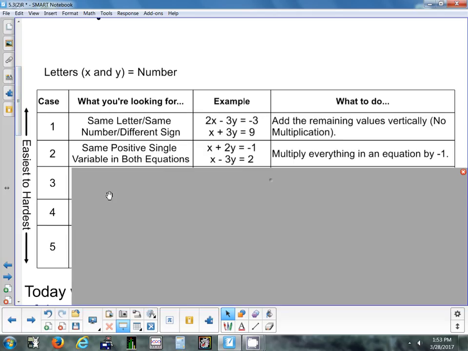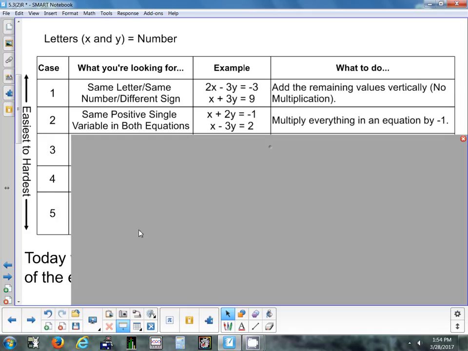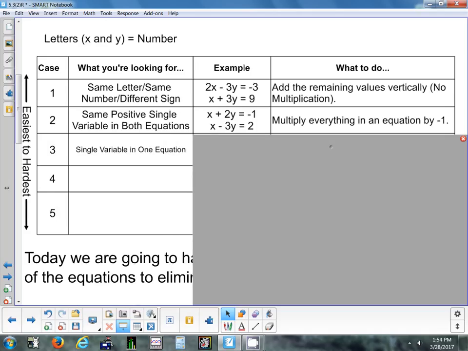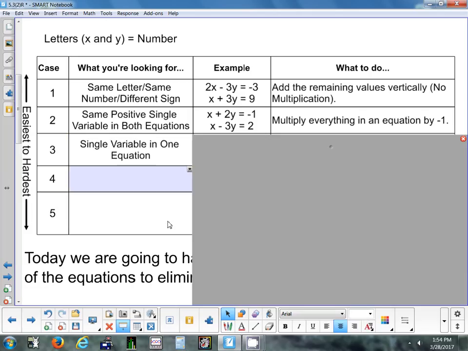We're going to talk about case 2 and case 3 today. We've already done case 1, we did that yesterday. So case 3. This is when we'll have a single variable in only one of the equations. You might have a single x in the top or the bottom equation. You may have a single y in the top or the bottom equation. You won't have a single in both. You'll only have a single in one of them. Like I said, we're only going to talk about case 2 and case 3 today. 4 and 5 will be tomorrow. And we talked about case 1 yesterday.